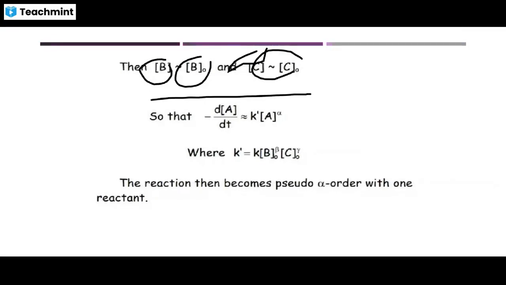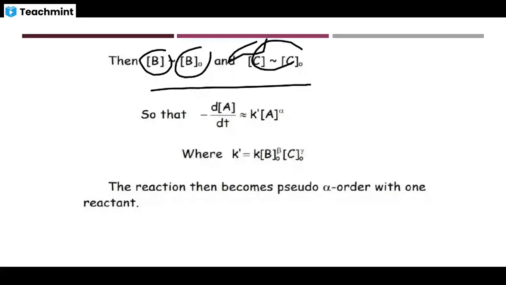So dA by dt equals K dash into A power alpha, because these are constant and do not change. You can take the constant as K dash, where K dash means K into B naught power beta, C naught power gamma. Then only the A power alpha is changing, and the reaction becomes pseudo alpha order. If alpha is 0 it is zero order, if 1 it is pseudo first order, like that.